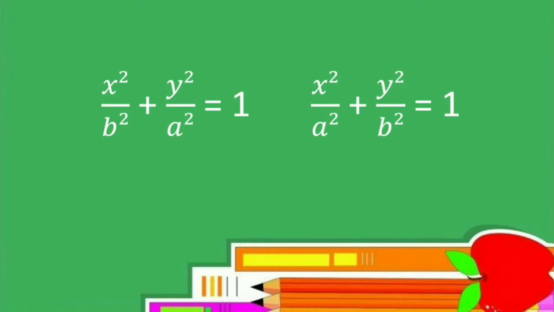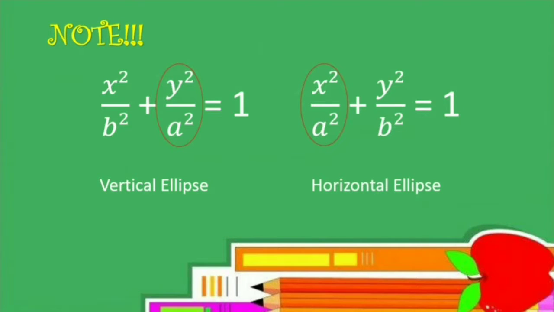And note the differences between the equations of the vertical and the horizontal ellipse. If the numerator of the a squared is the y squared, then it is a vertical ellipse. But if the numerator of the a squared is the x squared, then it is a horizontal ellipse.